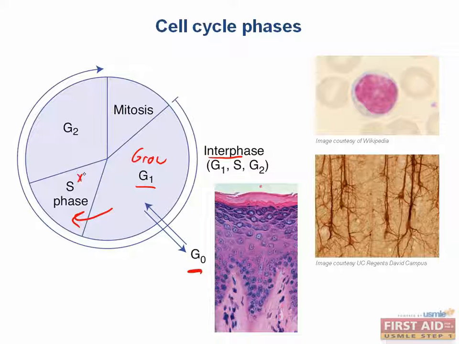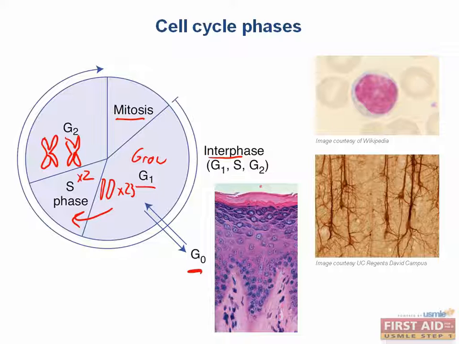Okay, what happens during S phase? S stands for synthesis, and this is when DNA duplication occurs. Therefore, cells in G2 have twice as much DNA as cells in G1. In both cases, they have 46 chromosomes, which is 23 pairs of homologous chromosomes. But in G2 phase, each chromosome is made of two sister chromatids, whereas in G1, each chromosome only has one chromatid.